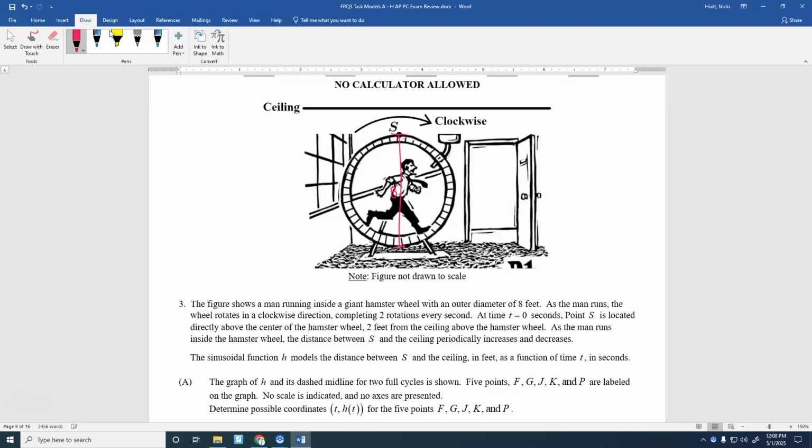feet right there. As the man runs, the wheel rotates in a clockwise direction, completing 2 rotations in 1 second. So that's important to know. We're going to need that. At t equals 0 seconds, point S is located directly above the center of the wheel, 2 feet from the ceiling above the hamster wheel. So the ceiling is 2 feet away from the top of that wheel.